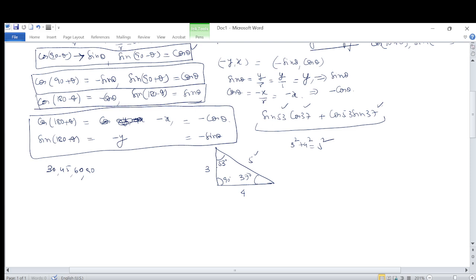Sine 53 is what? This becomes the perpendicular, so 4 upon 5. Cos 37 is what? 4 upon 5. In the same way, you can do this. Cos 53 is 3 upon 5, and sine 37 is 3 upon 5. Okay, so this type of problem may come.